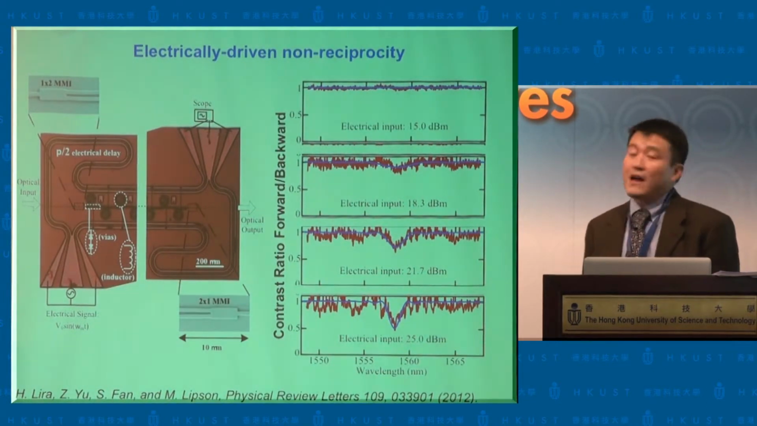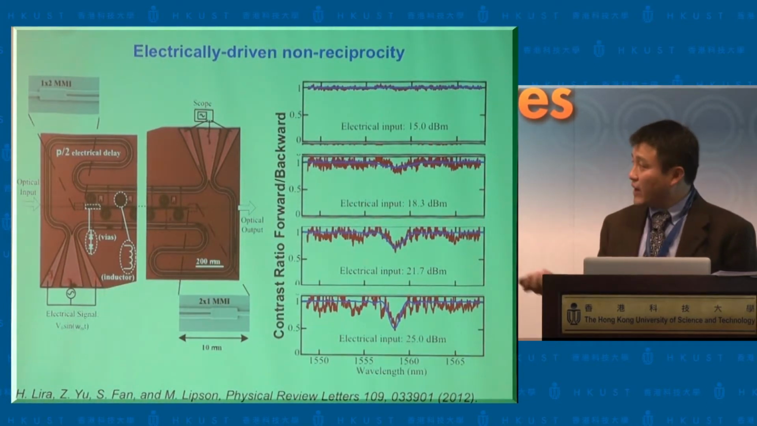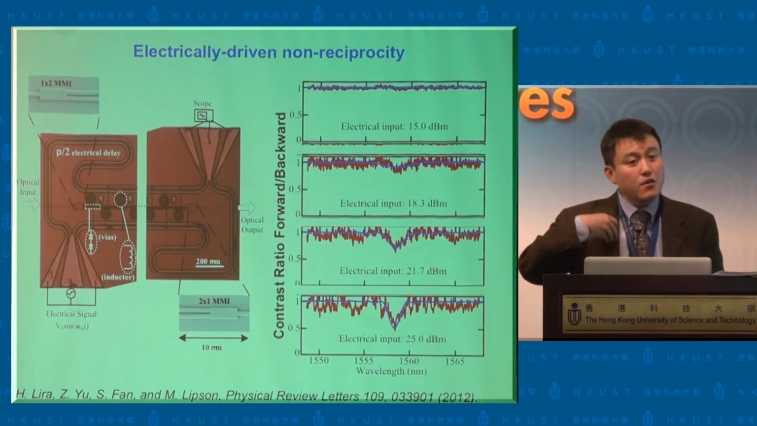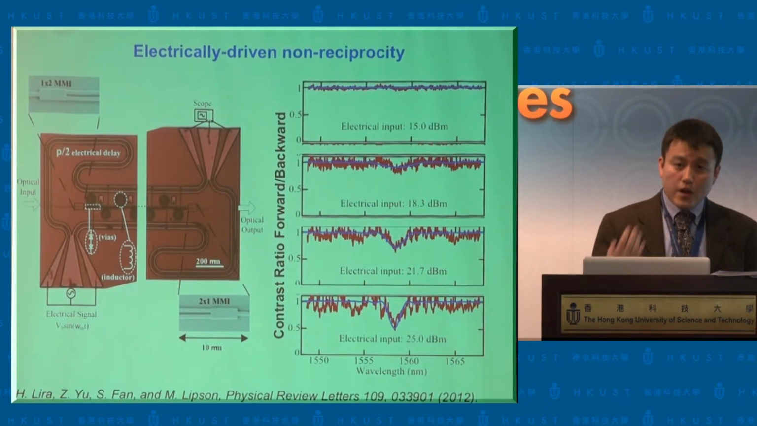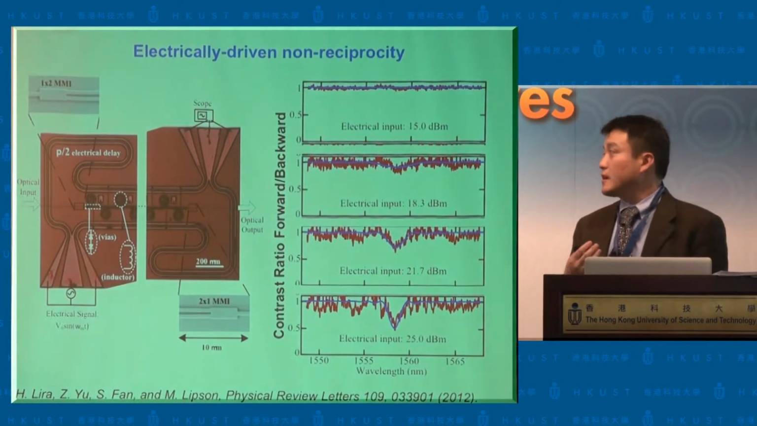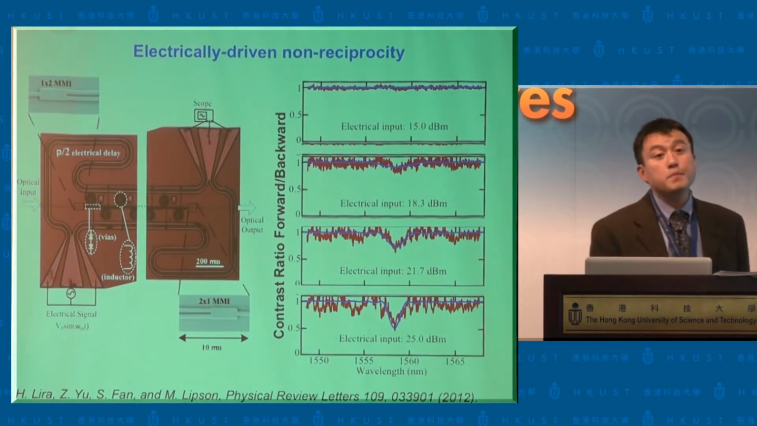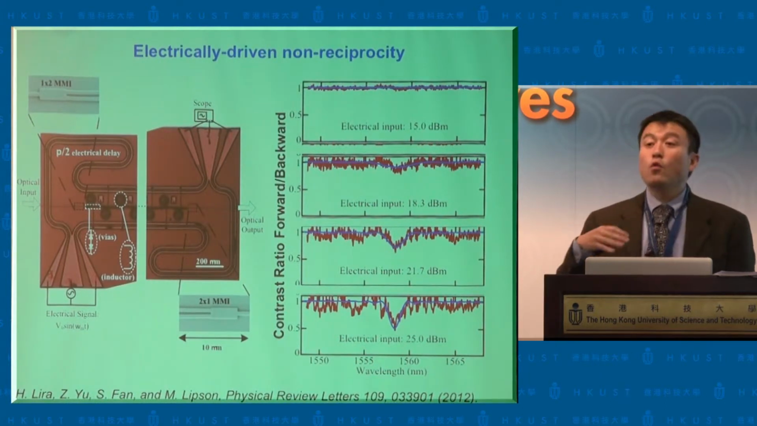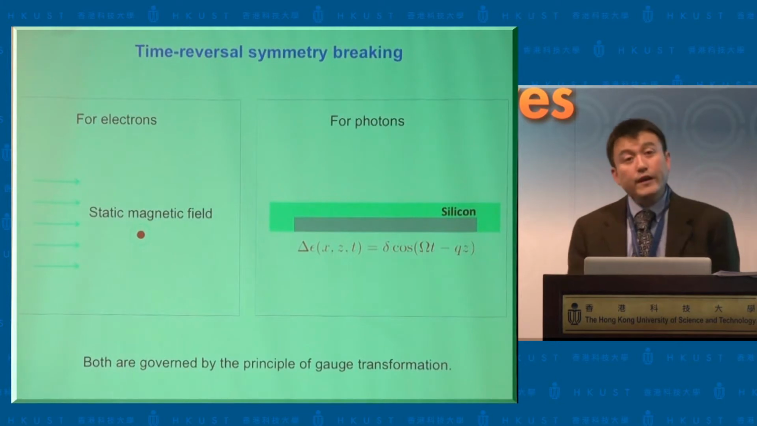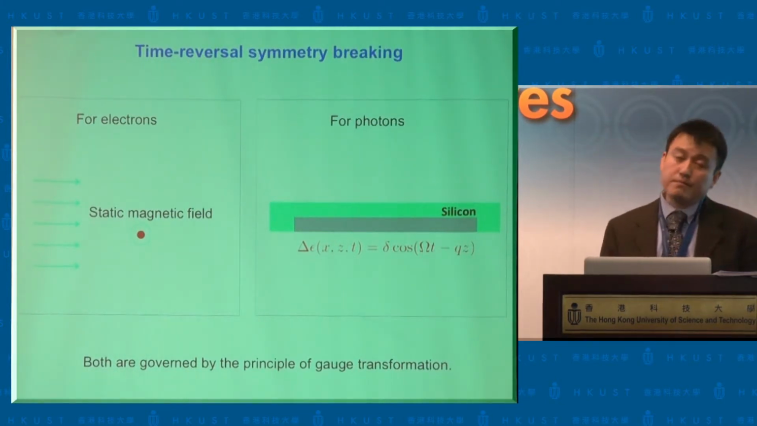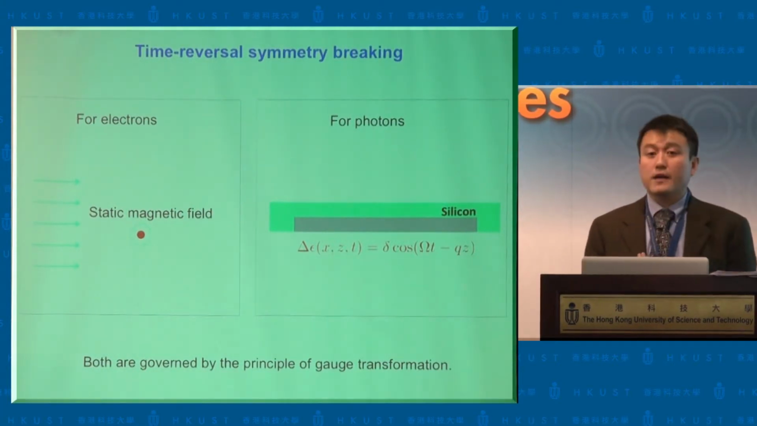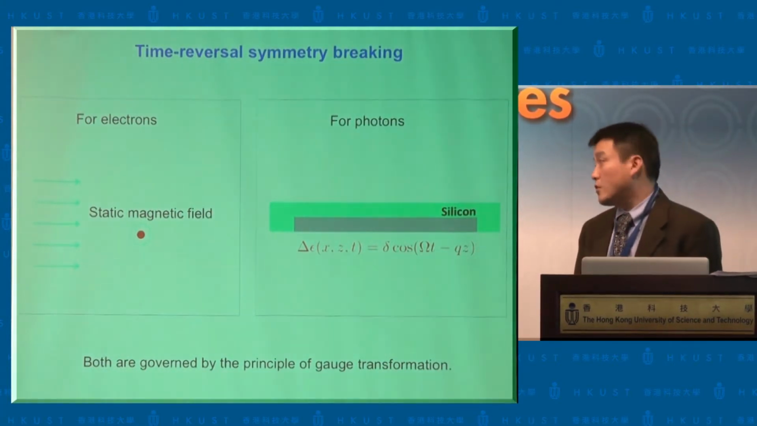Now, one criticism one would make is, well, this seems like an enormously complicated device. You have to build a very complicated modulator with very difficult electrical control. And so one of the questions is, can we simplify it further? And that would connect to the second part of my talk, where we try to establish a connection between time reversal symmetry breaking for electrons and time reversal symmetry breaking for photons.